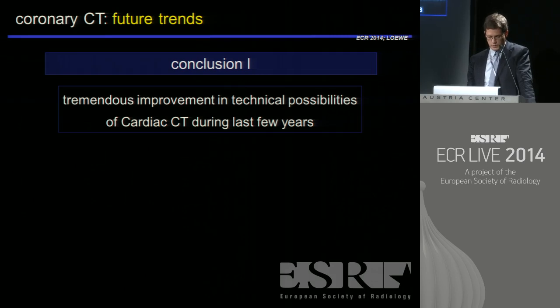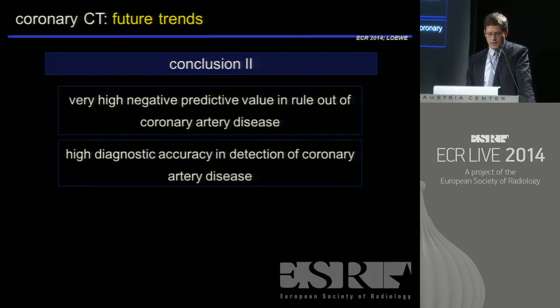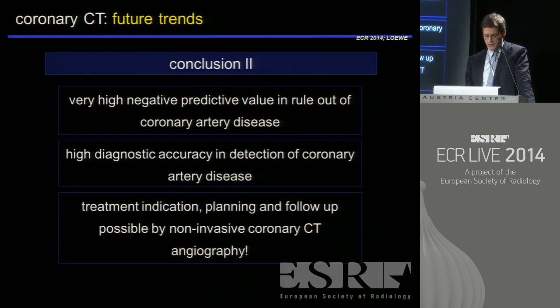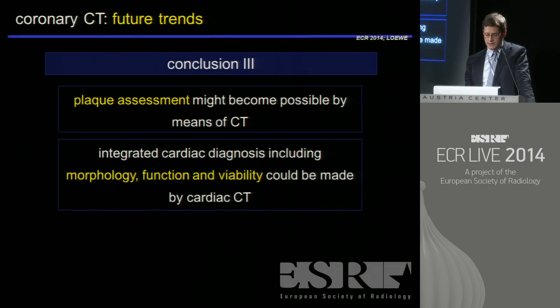Let me conclude. We could see a tremendous improvement in technical possibilities of cardiac CT during the very last few years due to a significant increase of spatial resolution, a significant increase of temporal resolution, and a significant decrease of acquisition time and radiation dose. We have a very high negative predictive value in the rule out of coronary artery disease and a very high diagnostic accuracy in the detection of coronary artery disease. So treatment indication, planning, and follow-up can be done at a very high level of accuracy by non-invasive coronary CT angiography. Plaque assessment might become possible by means of CT, and maybe integrated cardiac diagnosis, including morphology, function, and viability, could be made by cardiac CT in the very close future.